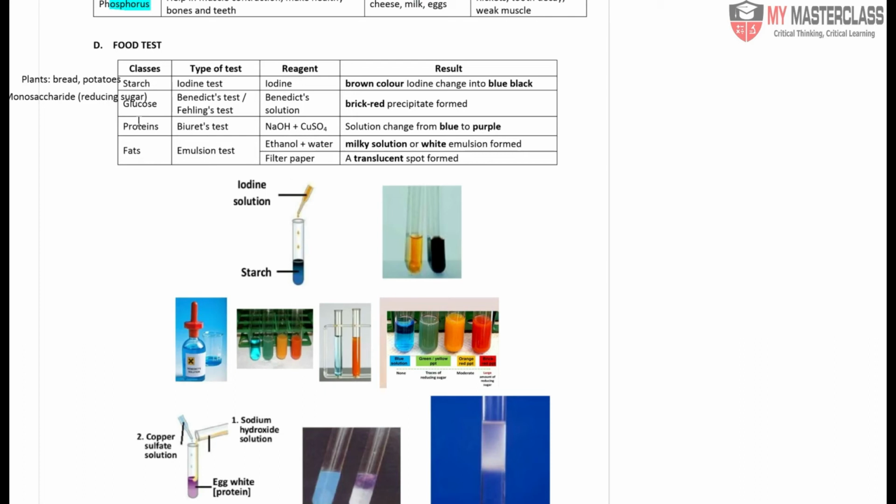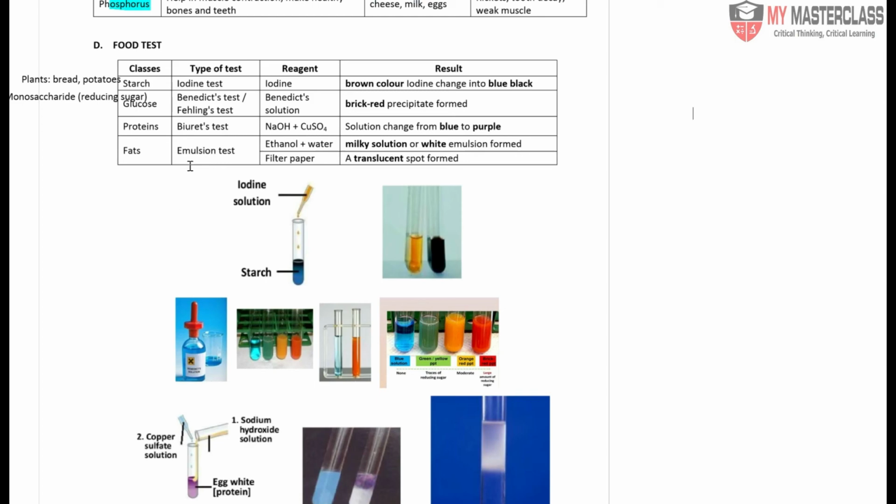Okay, so proteins, we use Biuret test. So Biuret test itself, it is made up of your sodium hydroxide and your copper sulfate solution together. Okay, so egg white contains protein. You can see that there will be a change from a blue solution to a purple color solution.